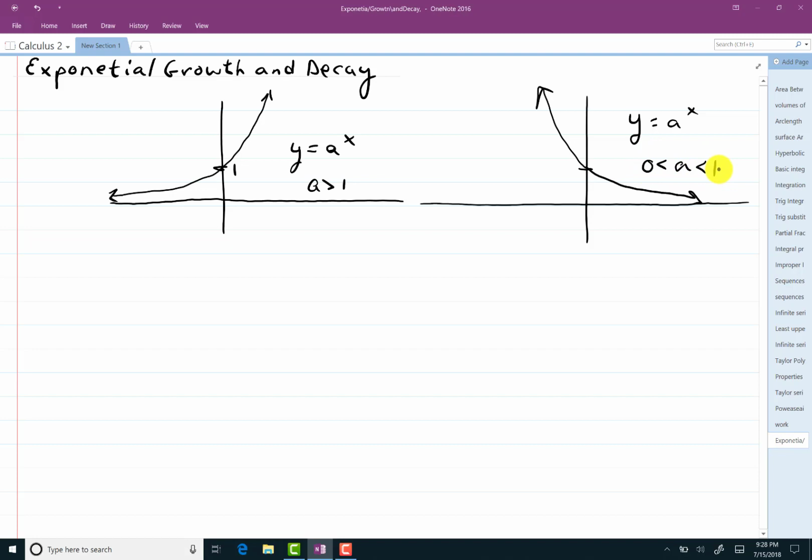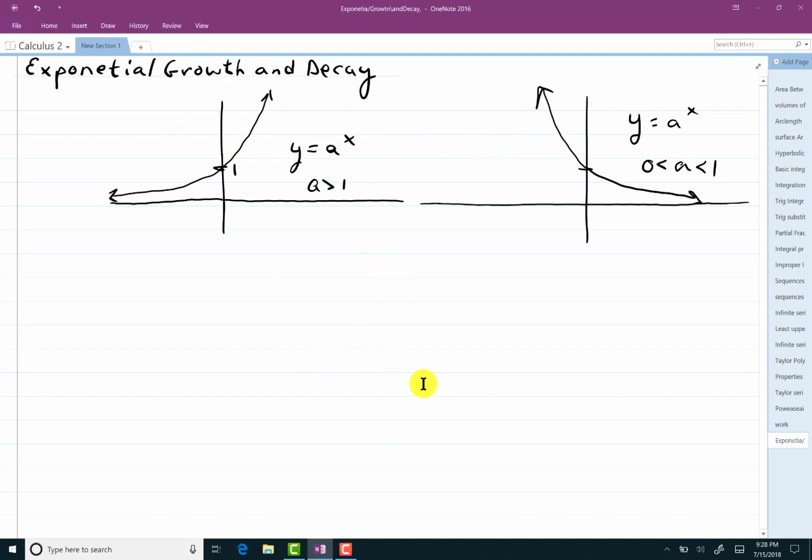We never, in any circumstance, want to deal with a being 0 or 1, because nothing happens. It's a flat line, and there are some continuity issues with 0 anyway. But you definitely don't want to do negative numbers, because then you'll start introducing complex imaginary numbers, and we're not working with those. So the point I'm making is these are the two models we're going to be using for everything.